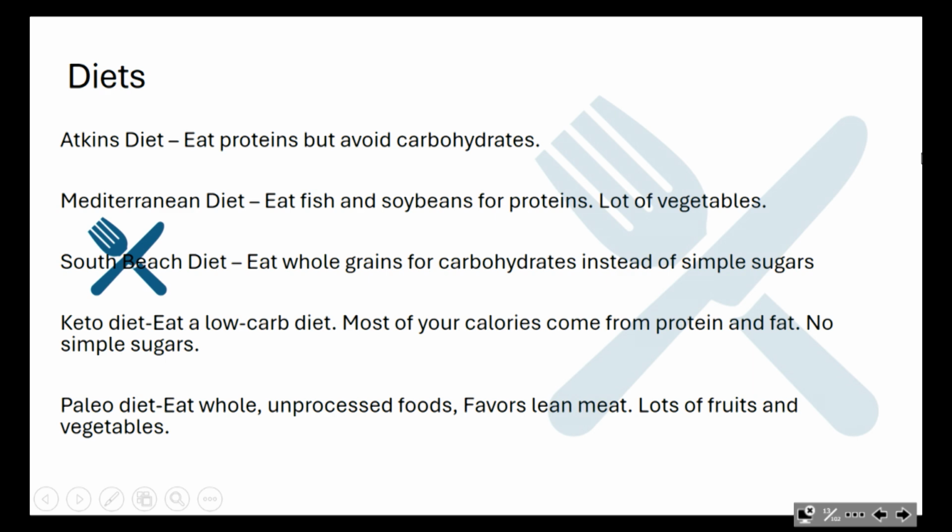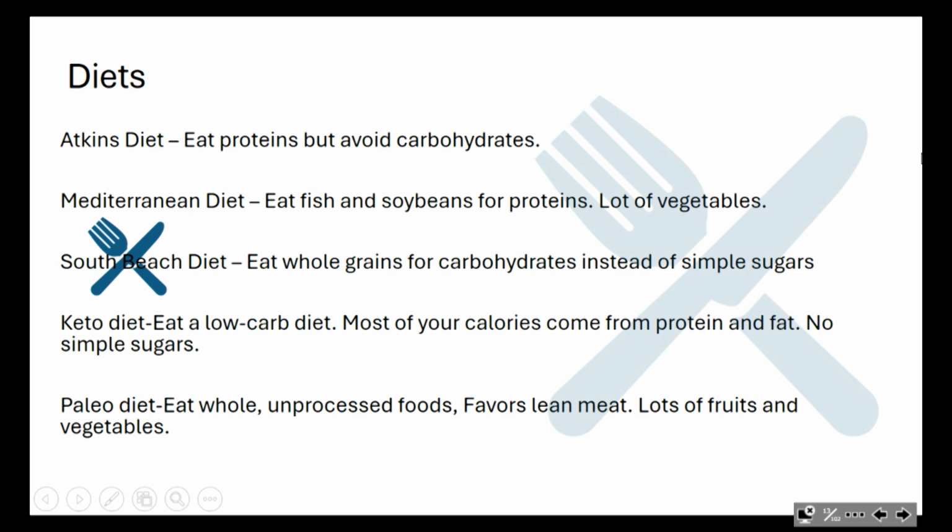Another diet is called the keto diet. Here we're eating a low carb diet. Most of your calories are coming from protein and fat, and there's no simple sugar. So again, if you're following that keto diet, that puts your body into a state of ketosis, which means your body's not burning carbohydrates anymore, it's burning proteins instead.